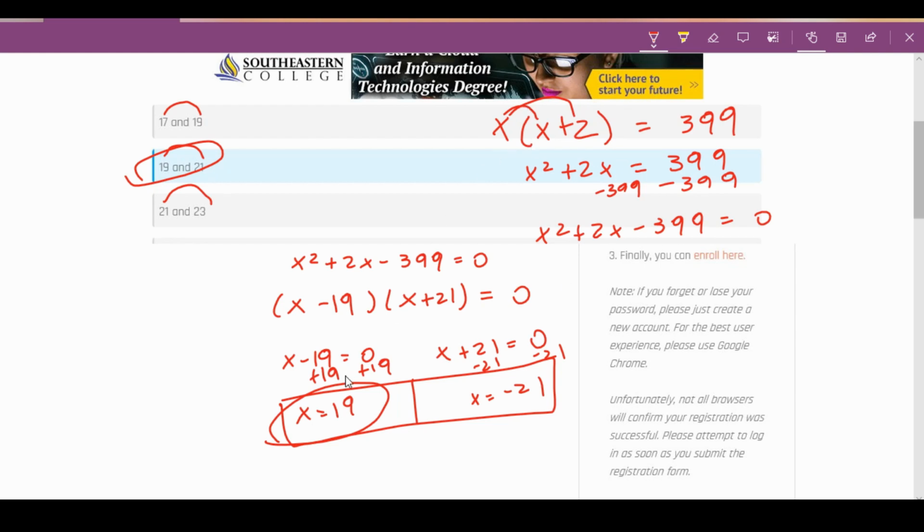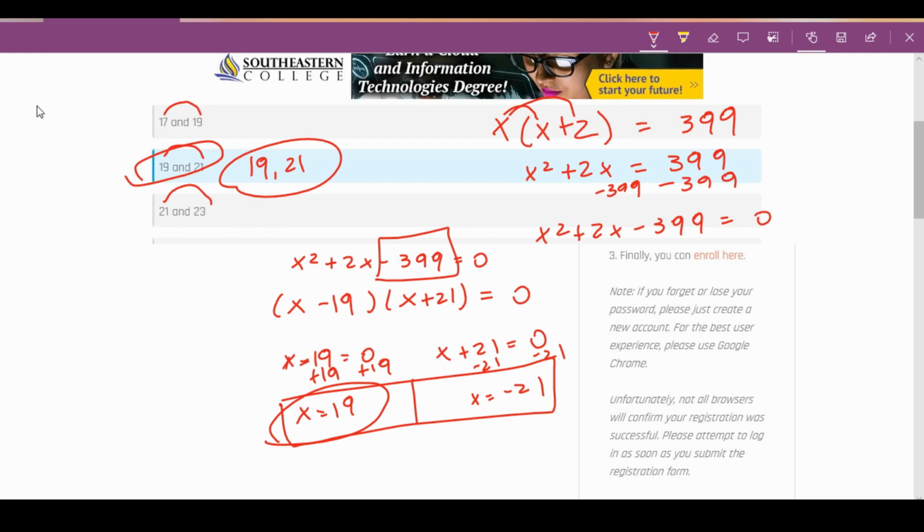So we know 19 is going to be one of them. And again, according to the formula, if x equals 19, the second number is x plus 2, so it's going to be 19 plus 2, which is 21. Instead of trying to find 2 factors that multiply to 399 and add to positive 2, again, look at your answer choices, find out which ones they are, and then factor accordingly.